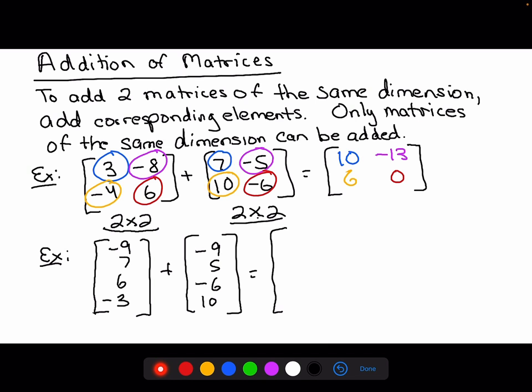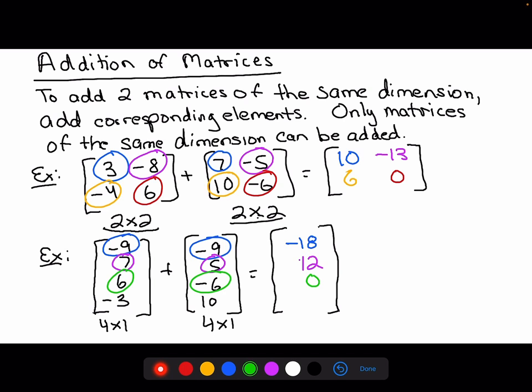So the answer is going to be a column matrix with four rows, 1 column. Because we have a 4 by 1 here, and we have a 4 by 1 here, so this is perfectly fine. So we can add up the -9 and the -9, get -18. We can add the 7 and 5, get 12. We can add the 6 and -6, get 0. And we can add the -3 and the 10 and get 7. So there you go.